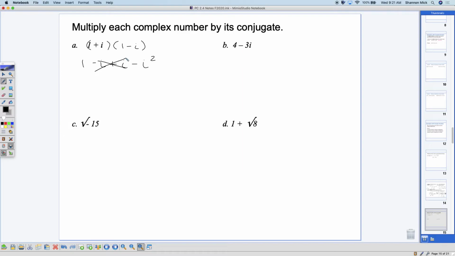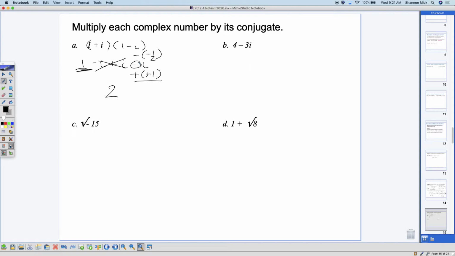Minus i squared is what? It's negative times a negative 1. So it's 2. Wait, where'd you get 2? So why is it plus a positive 1? Because it's minus, what is i squared? Negative 1. So it's negative, negative 1. Oh, why is it negative? Because the problem says negative. Oh, okay. Got you.